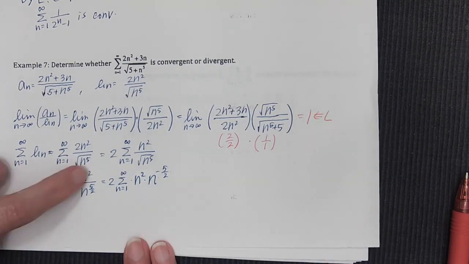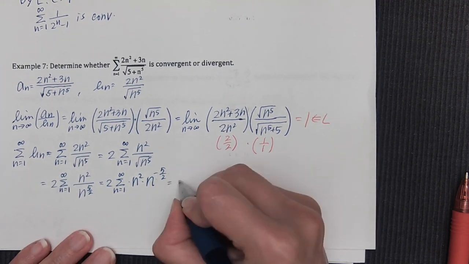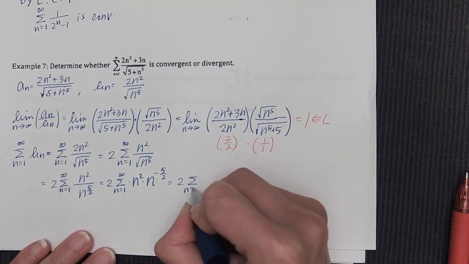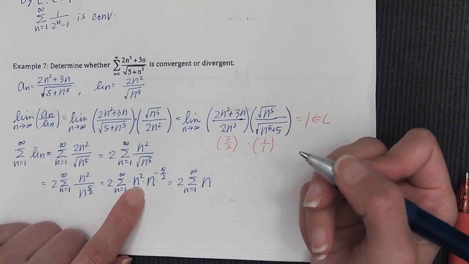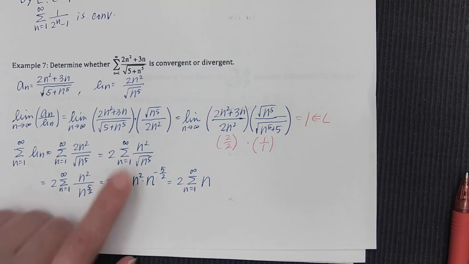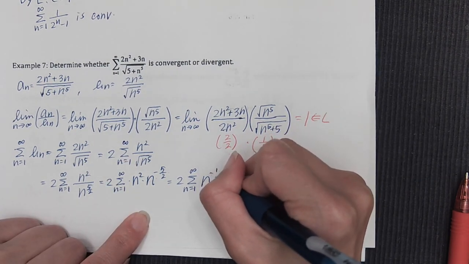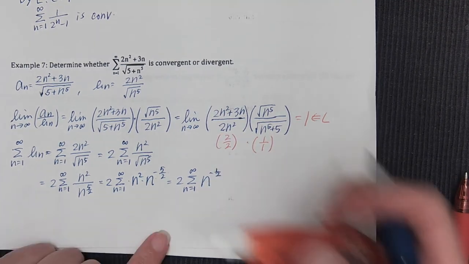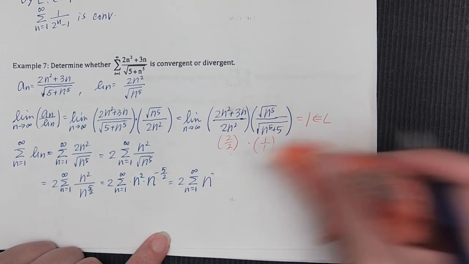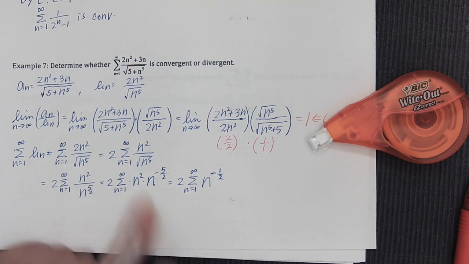Because you're going to subtract the exponent, right? So what do you get? N to the power of 1 half. Yeah, 4 over 2, it's negative 1 half, sorry, my bad. Negative 1 half, right? I just need to simplify the exponents.